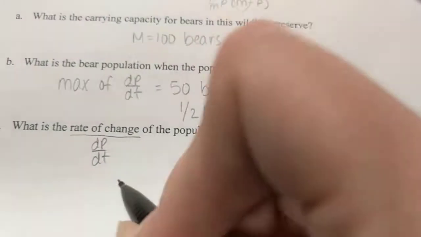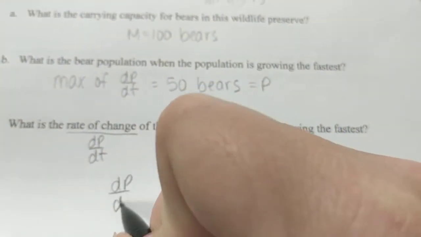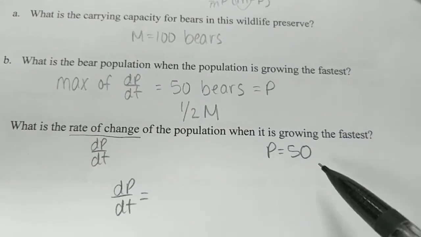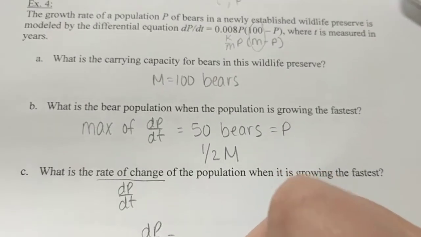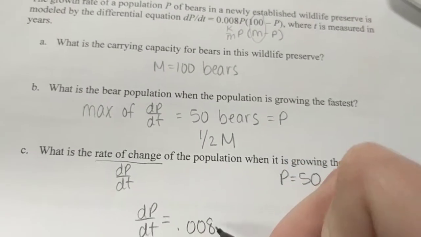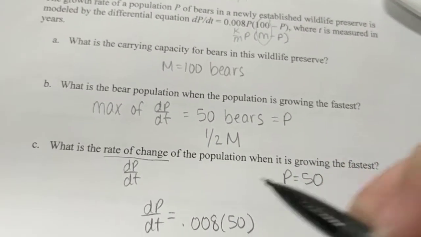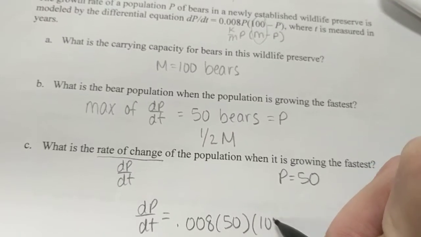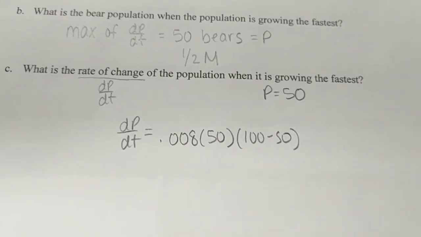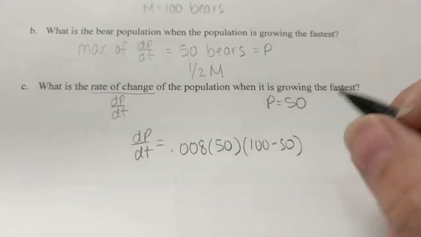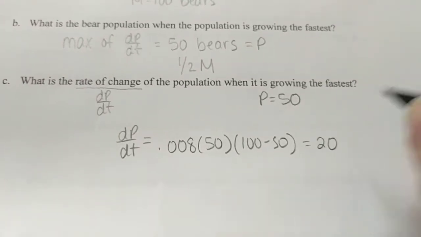So we need to figure out what is dp/dt when the population was at 50. My dp/dt equation is right up here. So 0.008 times 50 times 100 minus 50. Go ahead and put it in on your calculator, and you should end up getting 20.